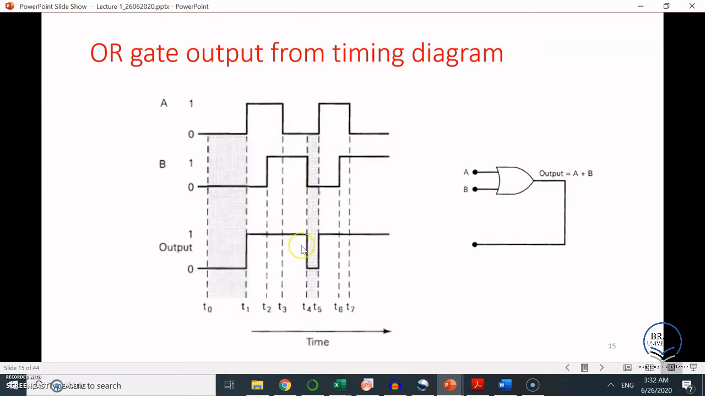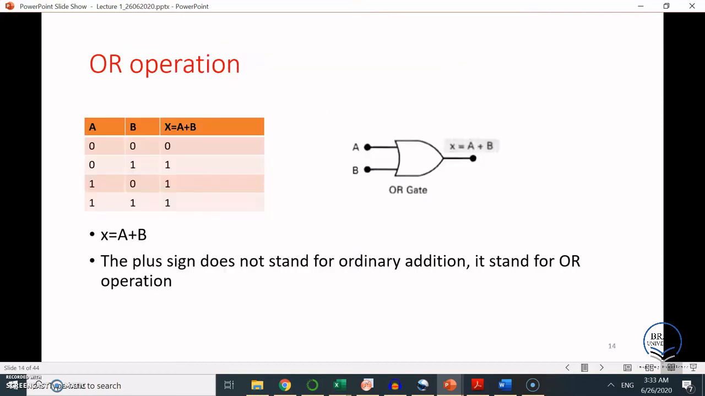For T4 to T5, our A is 0, B is 0, so the output will be 0. Both of them are 0. Let's go to T5 to T6. Our A is high, B is 0, so the output will be high. And for the last one, T6 to T7, our A is high, B is high, so our output will be high. If you are still unsure how you can determine this, I suggest you check the truth table again.